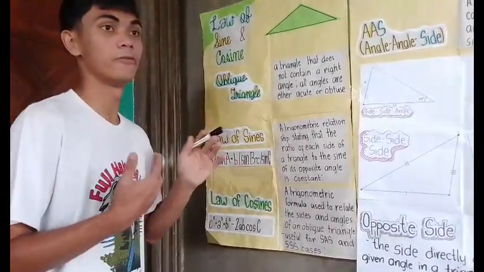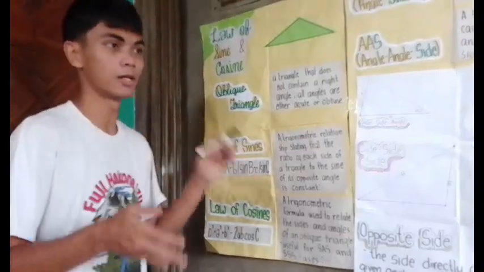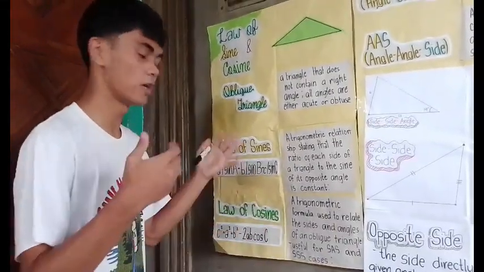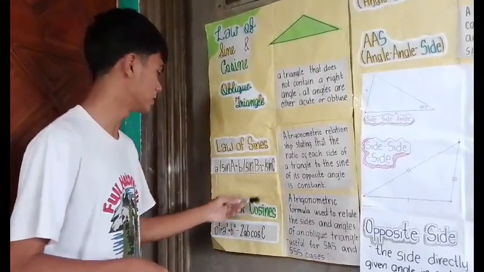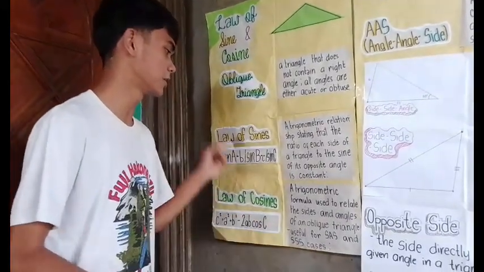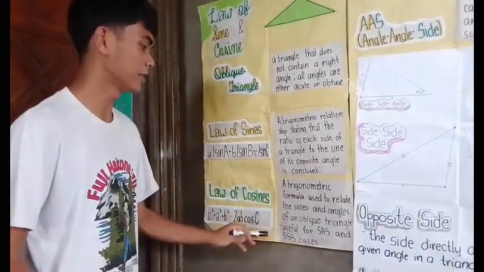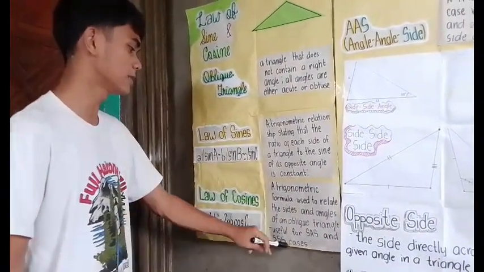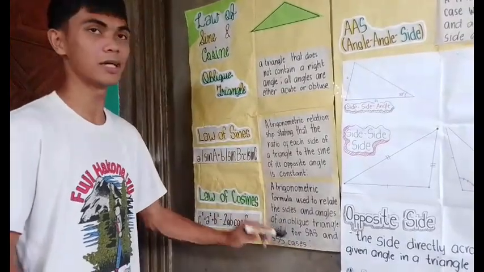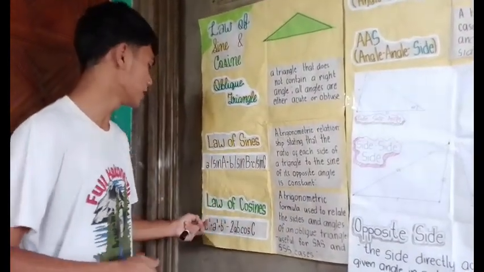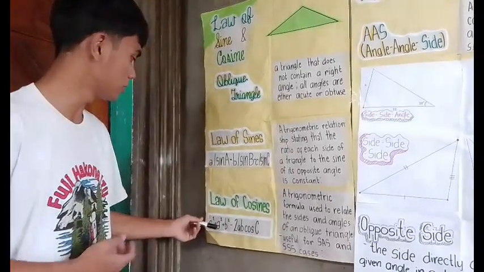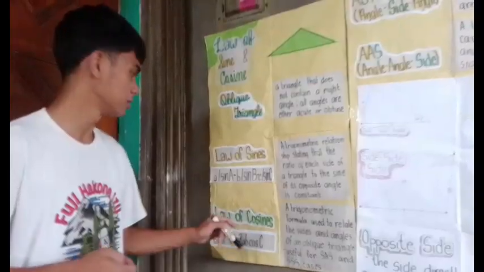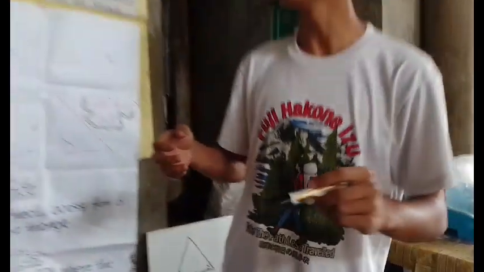This law can be used on any oblique triangle, whether you are finding a side of a triangle or an angle of a triangle. Now let's move on to the law of cosines. The law of cosines is a trigonometric formula used to relate the sides and angles of an oblique triangle, useful for SAS and SSS cases. We'll talk about those later. The formula is: c squared is equal to a squared plus b squared minus 2ab times cosine C.